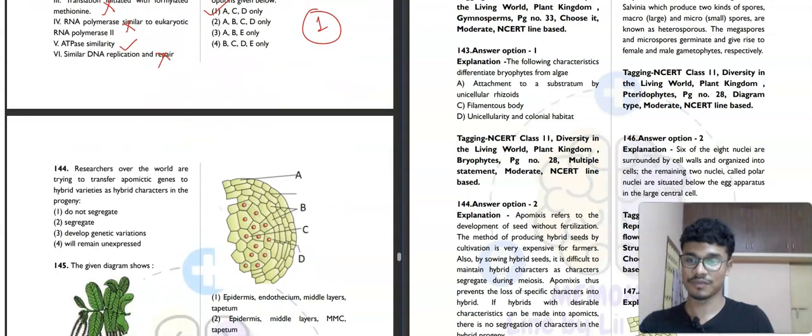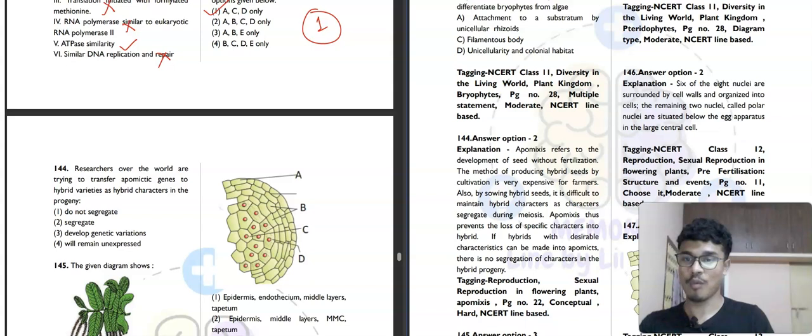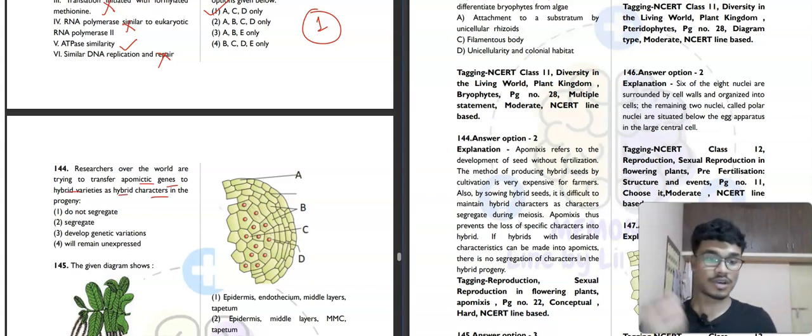You know that. Next question is question number 144. Researchers all over the world are trying to transfer apomictic genes to hybrid varieties to fix hybrid characters in the progeny. So first of all, we try to understand the meaning of apomixis.